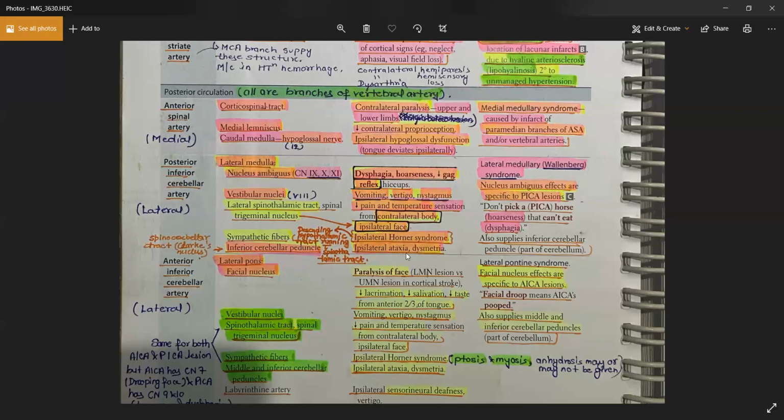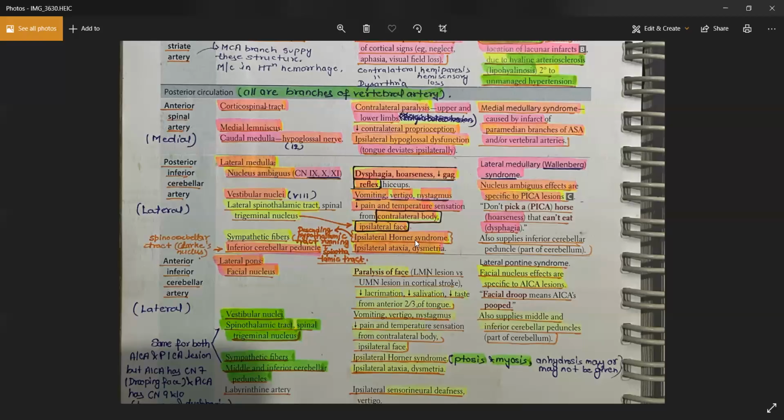So it will be an ipsilateral ataxia and the dysmetria. And what does this term mean, the dysmetria? Overshooting of the finger. Yeah, you will get the overshooting of the fingers, right? And look for the other signs.